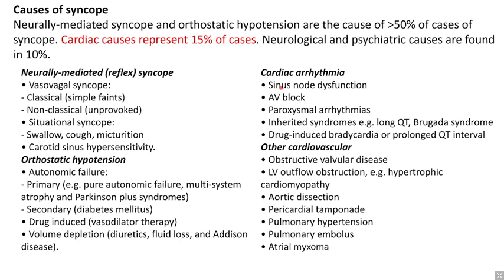But if it's cardiac causes, it may be sinus node dysfunction, AV block, paroxysmal arrhythmias, some inherited syndromes like long QT interval syndrome or Brugada syndrome. Drug-induced bradycardia or prolonged QT interval may also be a cause for arrhythmic syncope.